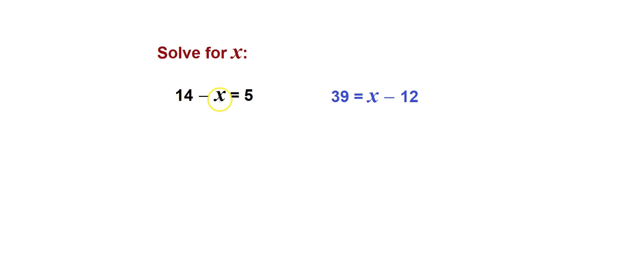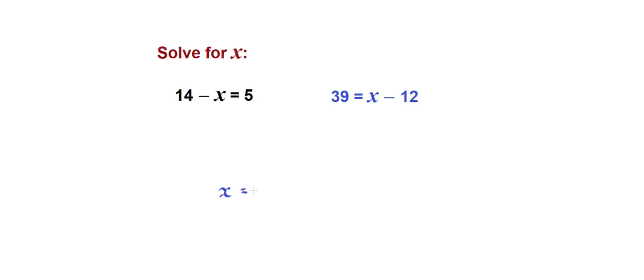Solve for x. So we can see there are two equations here, and we'll solve them one at a time. So for the first one, 14 minus x equals 5. What we want to do when it says solve for x is we want to end our working with a positive x equaling a value. And the value could be negative or positive or decimals, whatever. Just whatever we get to.